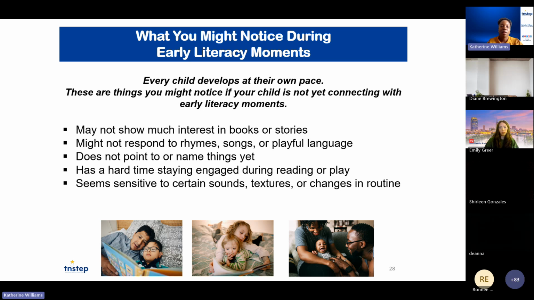Or maybe they're not responding to rhymes or songs or some of the playful language that you're using. Maybe those gestures are not coming in yet, or labeling small things that they might see in the environment. Or if they're having some difficulty staying engaged during reading or play. Again, these are toddlers, so these can apply to all toddlers. However, if it's something that you are noticing consistently, it may be beneficial to reach out to TEIS or your pediatrician just to make sure if there are any other ways that that child can be supported.